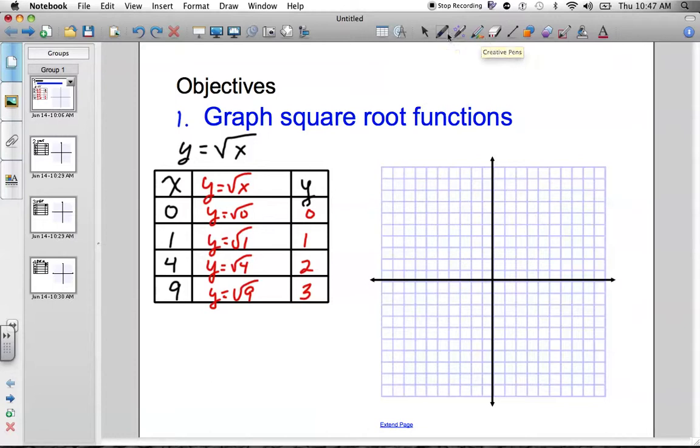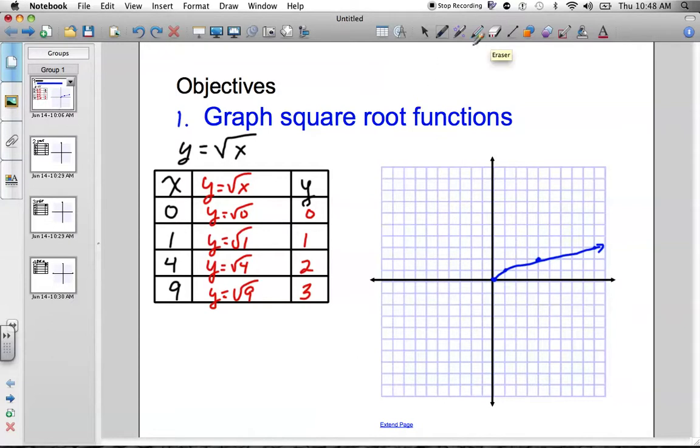And now all you have is a set of ordered pairs, and you can go ahead and plot those points. First ordered pair is 0, 0. So let's go over here and plot that right on the origin. 1, 1, so we're going to go right 1 and up 1. 4, 2. And then 9, 3. And now we can connect our points, and there it is.